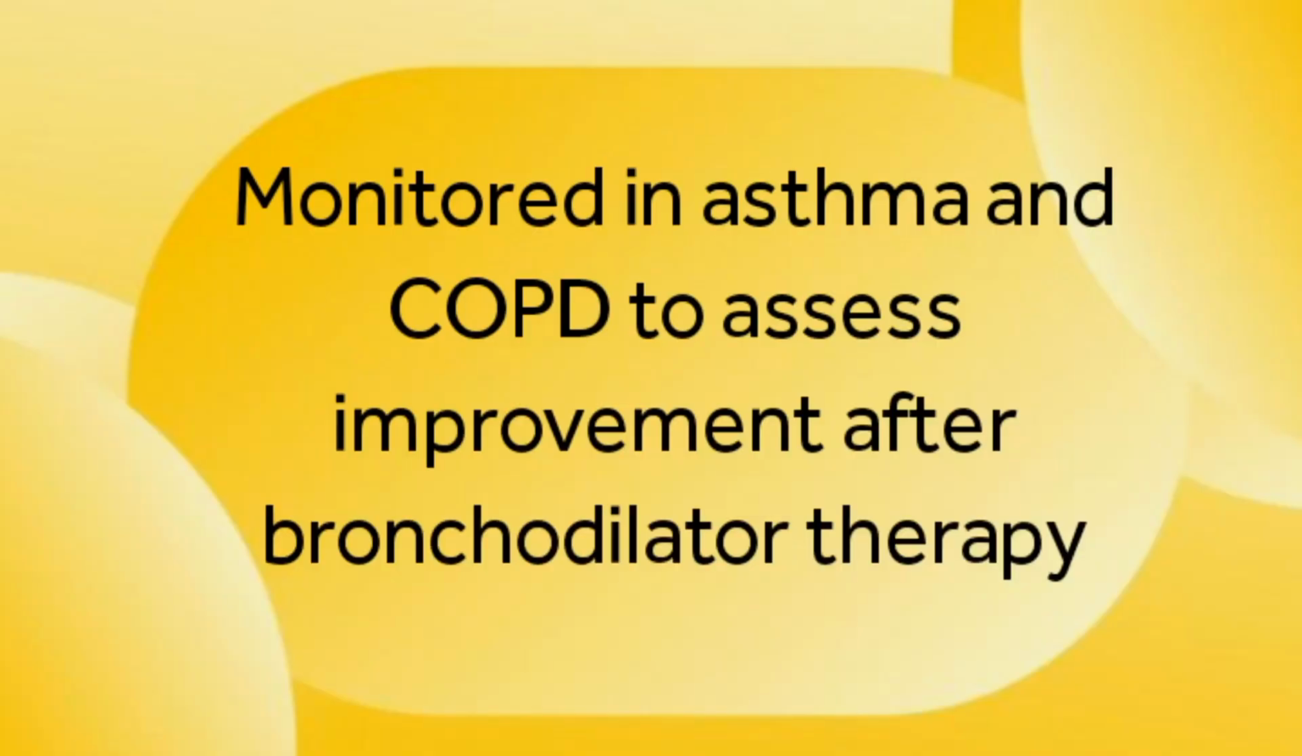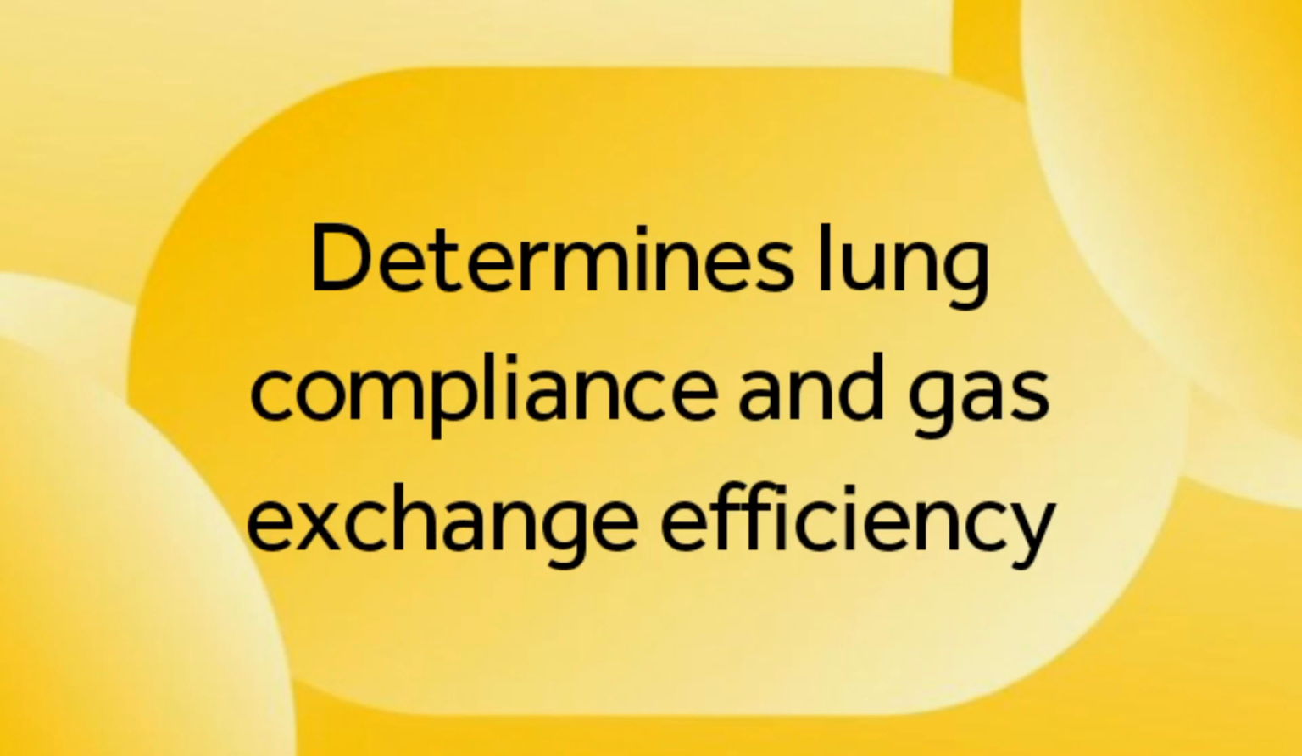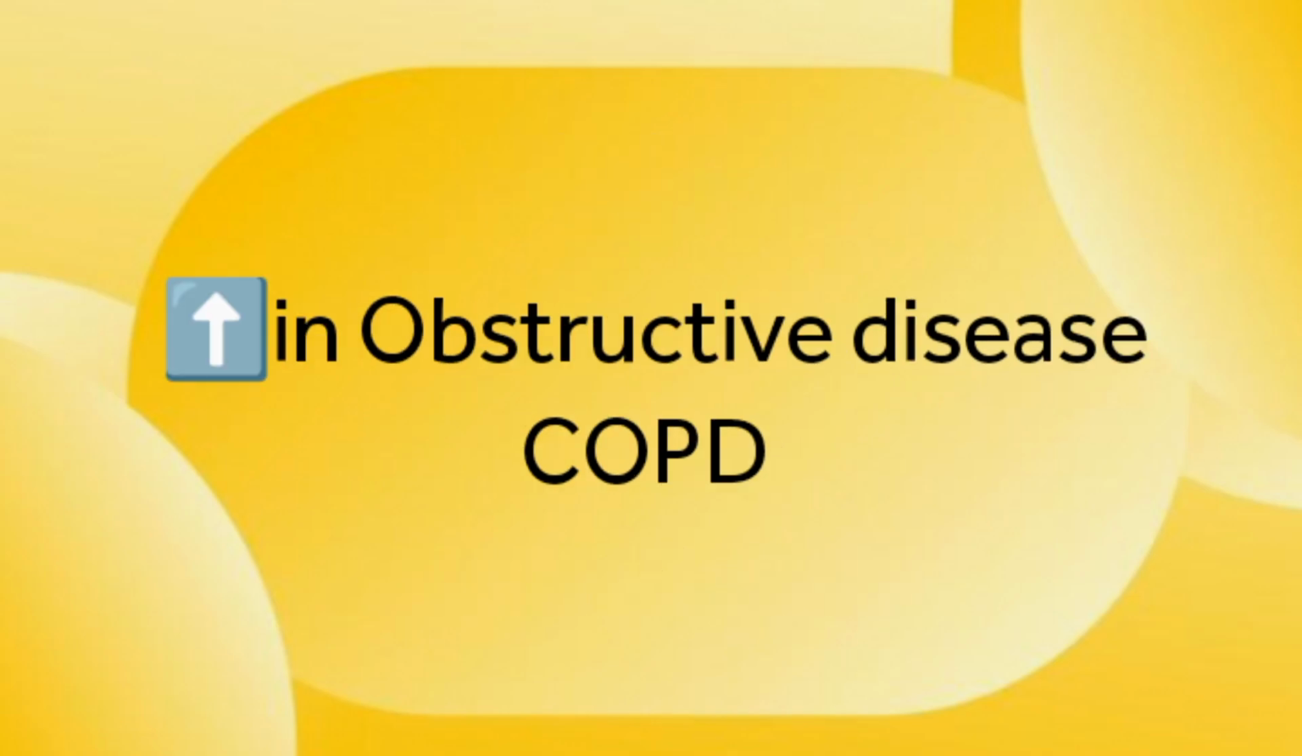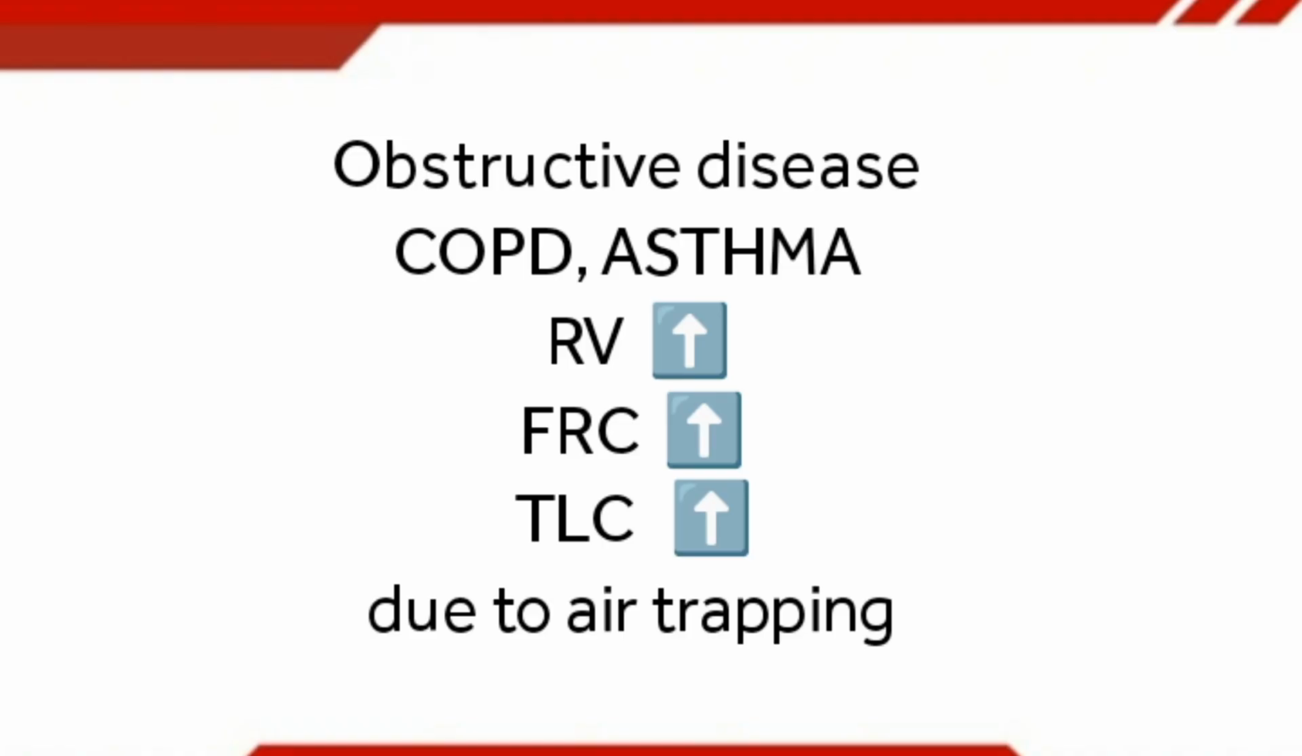Equilibrium is maintained between lung recoil and chest wall recoil, which determine lung compliance and gas exchange efficiency. It decreases in restrictive diseases, obesity, and when supine. It increases in obstructive disease, COPD.